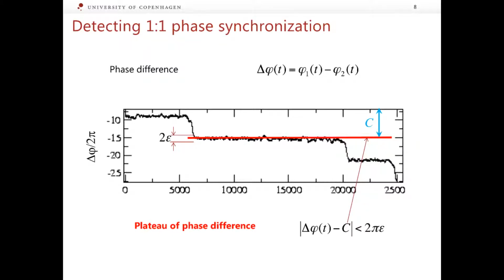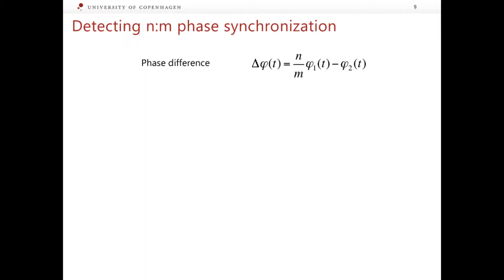To detect synchronization of a different order, we can still use the phases of interacting systems. However, the phase difference needs to be constructed with account of the suspected order of synchronization, which is the ratio of two integer numbers n and m. Namely, we take the phase of the first system and multiply it by n over m, and then subtract the phase of the second system.